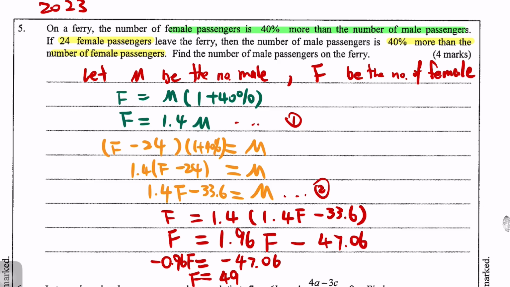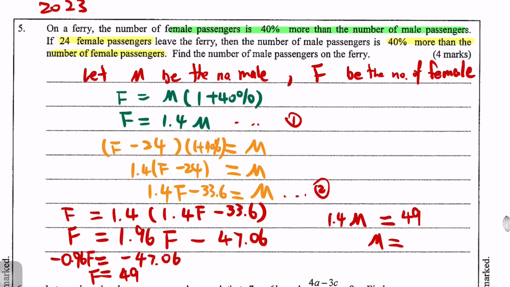And we calculate the M as well. 1.4M equals F, so M equals 49 divided by 1.4. So M equals 35.